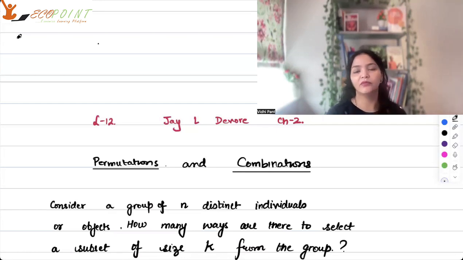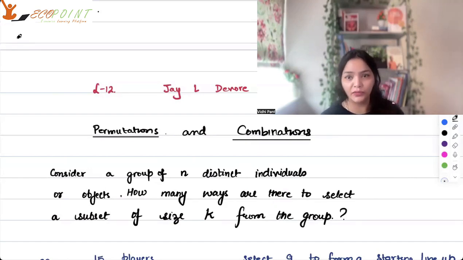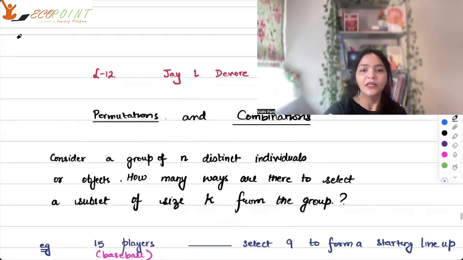Now, let's understand what happens here. Consider a group of n distinct individuals or objects. How many ways are there to select a subset of size k from this group? So you want to select k individuals or objects out of a group of, say, n distinct objects. When we say distinct, it means there is some characteristic. If they are individuals, then of course each individual is distinct. If they are objects, then there is some characteristic, or it is given that we consider each of the objects as different, distinct objects. Now let's understand this through examples.